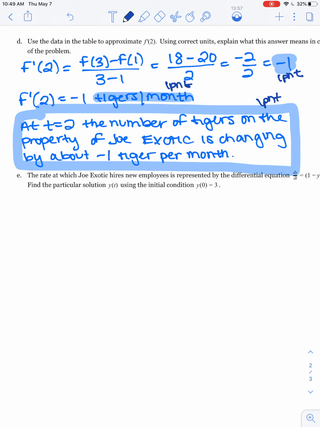Okay, the next video is going to go through part E, and then the third video will go through F, G, and H.